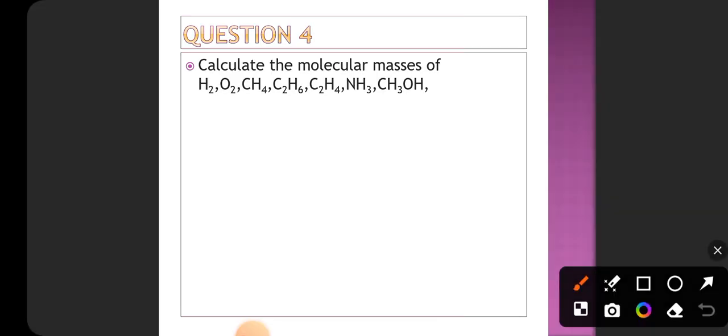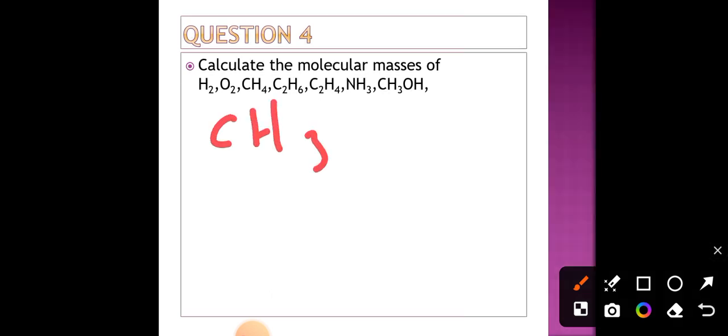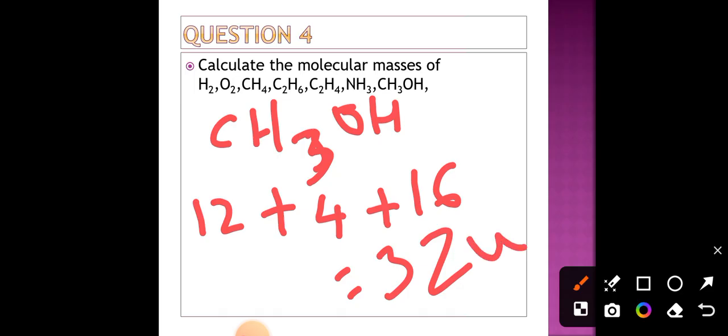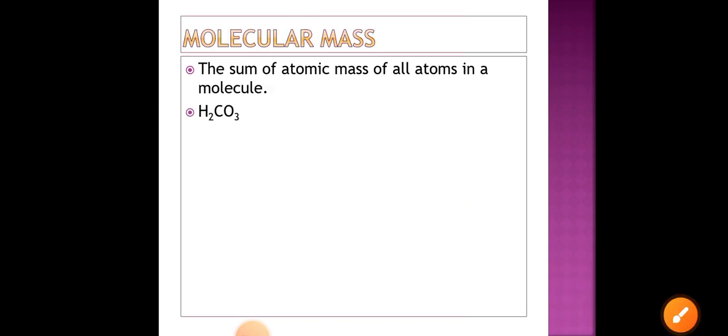So one more, let's take one more, last one. CH3OH. Carbon is 12. 12 into 1, 12. Plus hydrogen, let's add them. 3 plus 1, 4. 4 into 1, 4 plus 16. 16 plus 16, 32. Right? Correct. Okay, so this is how we calculate the molecular mass of different compounds.